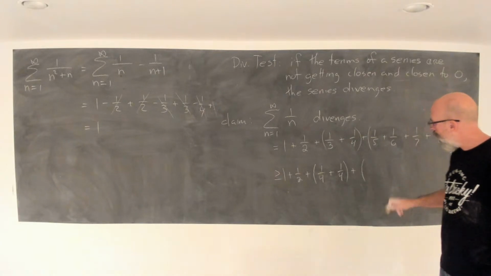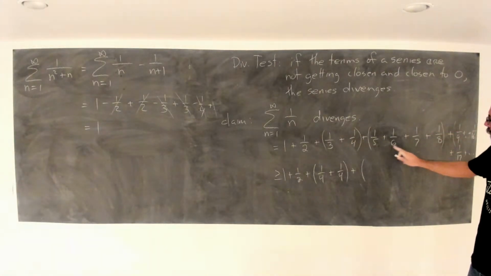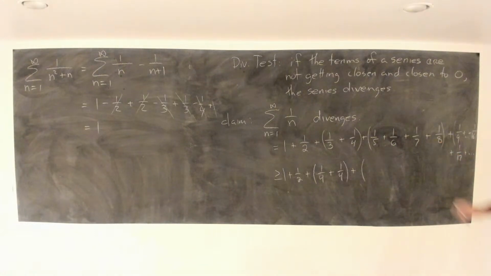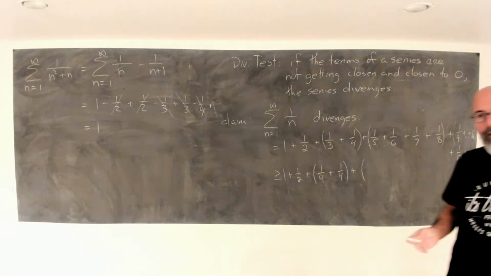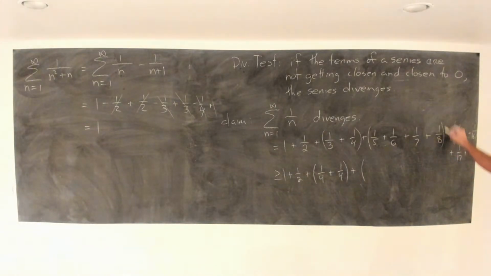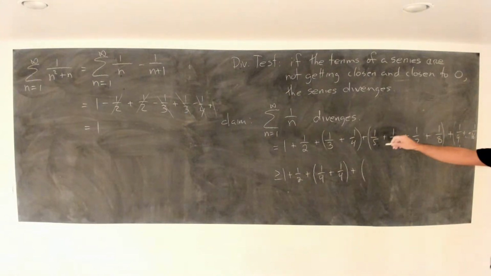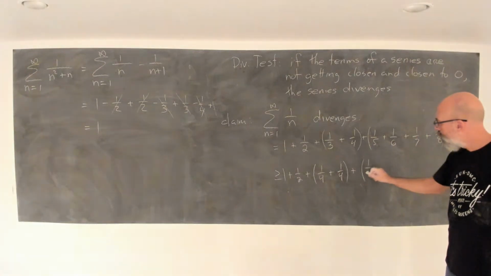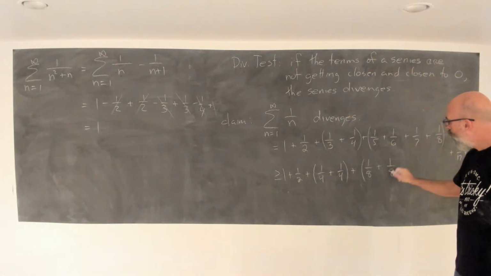In the next bracket, 1 over 5, 1 over 6, 1 over 7, 1 over 8, which term is the smallest? You know what it is. It's the one with the biggest denominator. This is the smallest of the terms. So I'm going to replace all of those by 1 over 8.